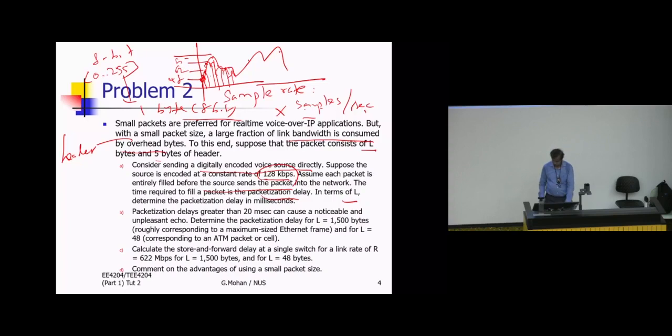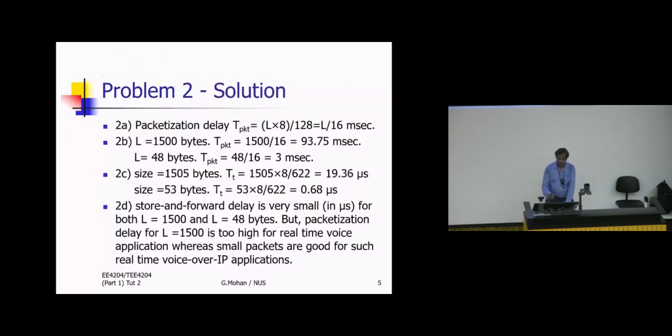So this is quite straightforward. Packetization delay is not transmission time. This is the time to collect or prepare the required number of bytes, but that also depends on the rate. So the formula is the same: size divided by rate will give you the packetization delay, because we are asked to express it in milliseconds.